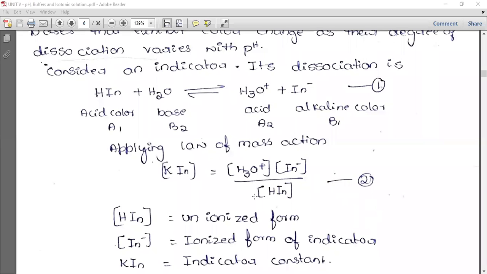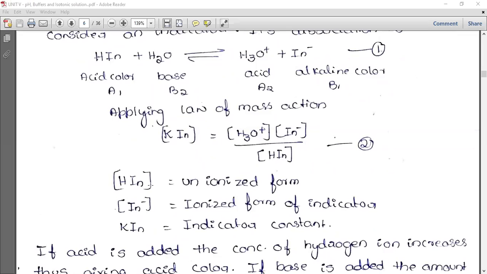Amongst this, HIn is nothing but the unionized form of indicator. In minus is nothing but the ionized form of indicator. This is before it has got ionization or dissociation. This is the ionized form of indicator. And this is water, that is H3O plus, which is nothing but the hydrogen ion. So in general, HIn is the unionized form of indicator, In minus is the ionized form of indicator. Kin, whatever we are considering, is nothing but an indicator constant. In general, it's a constant. Since here we are considering an indicator, it's called the indicator constant.